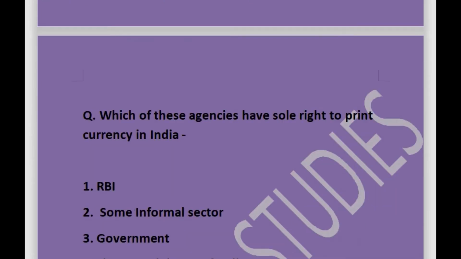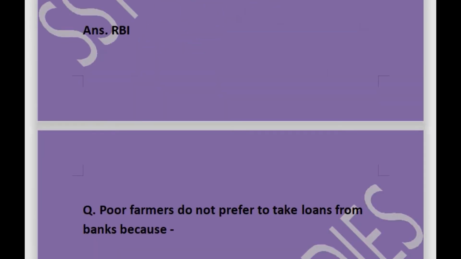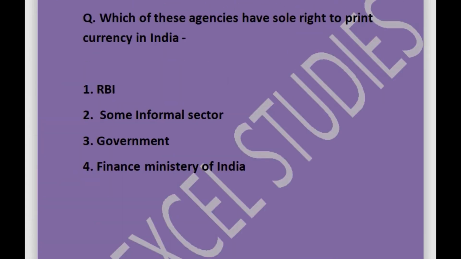Next question is, which of these agencies have the sole right to print currency in India? Options are RBI, some informal sector or government or finance ministry of India. Answer is RBI, which stands for Reserve Bank of India. RBI has the sole right to print the currency in India.